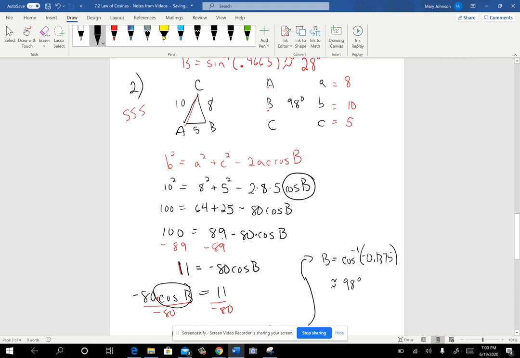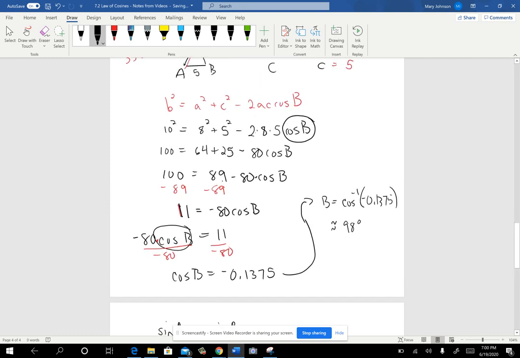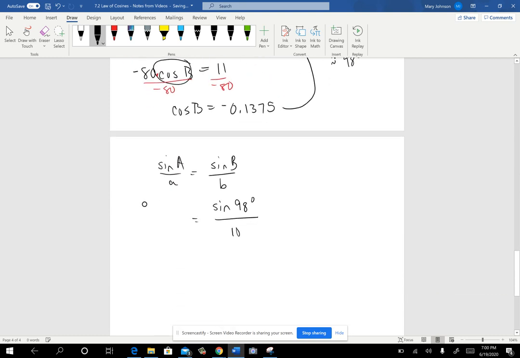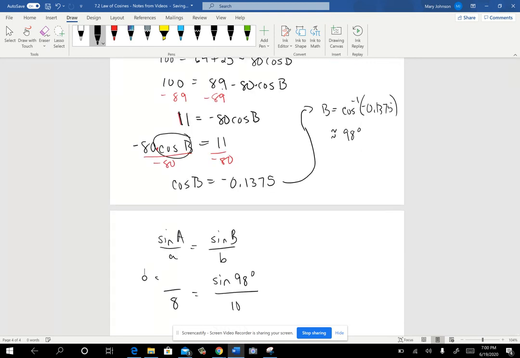Okay. All right, so let's go ahead and set that up. So I'm going to maybe set up a proportion that involves the A's and the B's, and it's an angle I'm looking for, so I'm going to set it up with the angle on top. So I'm going to be using sine A over little a equals sine B over little b. And we just found out that B was about 98 degrees, and we knew side B was 10, and we knew side A was 8. What we're looking for is sine A.